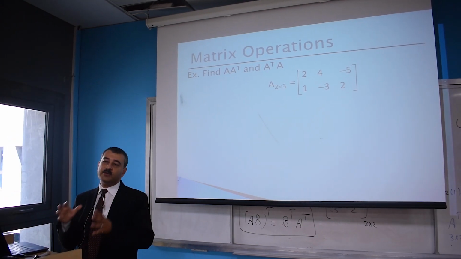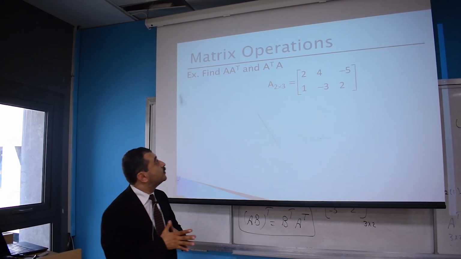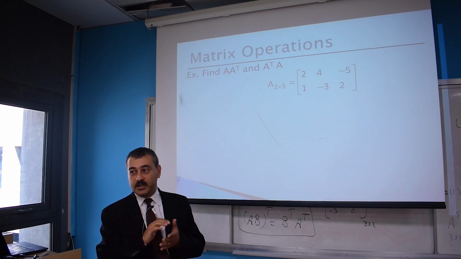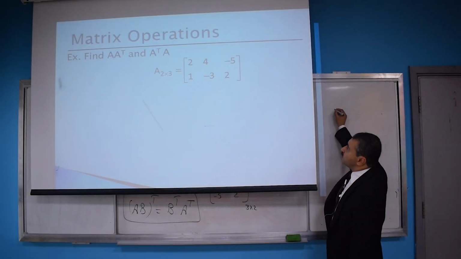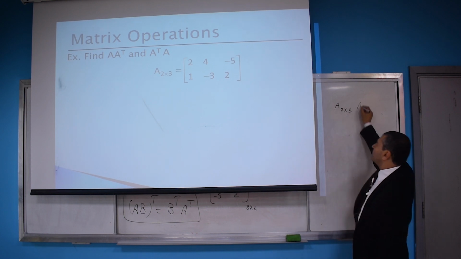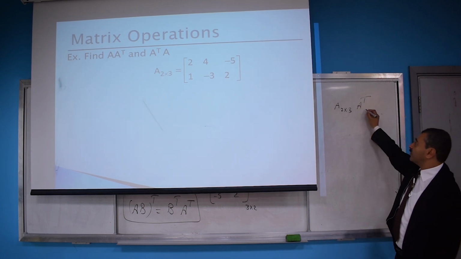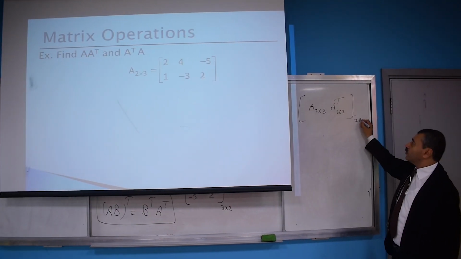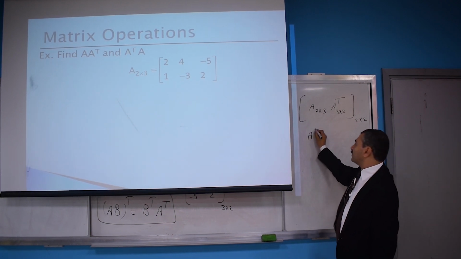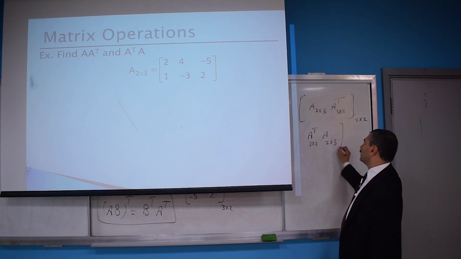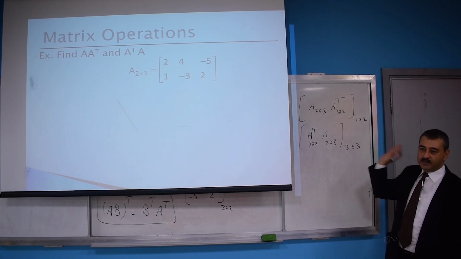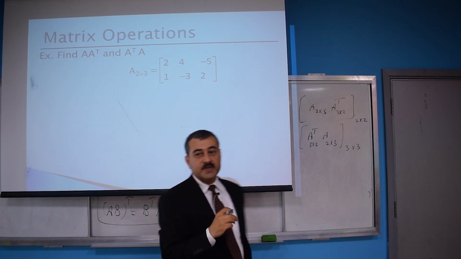Okay, let's find these guys quickly. A transpose A and A A transpose. Can you find the product quickly? So we have here A, 2 by 3. If you multiply it by A transpose, which is 3 by 2, then the output would be of dimension 2 by 2, right? If you multiply A transpose by A, this guy is 3 by 2, this guy is 2 by 3. The output is 3 by 3. So they are not the same, of course. They are of different shapes.